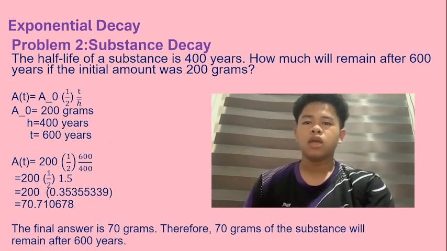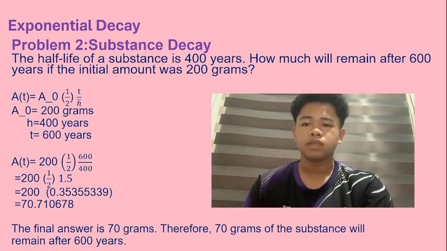We calculate A of 600 using the formula A of t equals A0 times 1/2 raised to the power of t over h. Substituting the values, we have 200 grams times 1/2 raised to the power of 600 divided by 400 years, which simplifies to 1/2 raised to the power of 1.5, approximately 0.3535. Multiplying this by 200 grams gives approximately 70.71 grams.